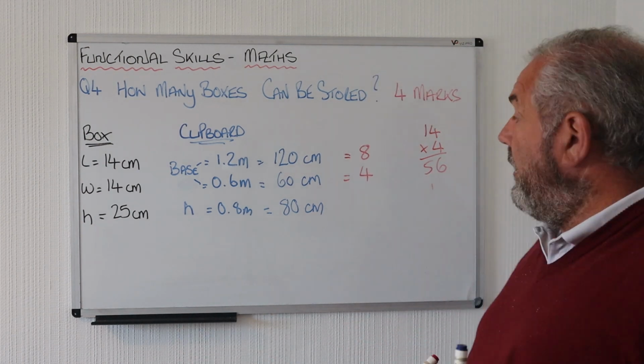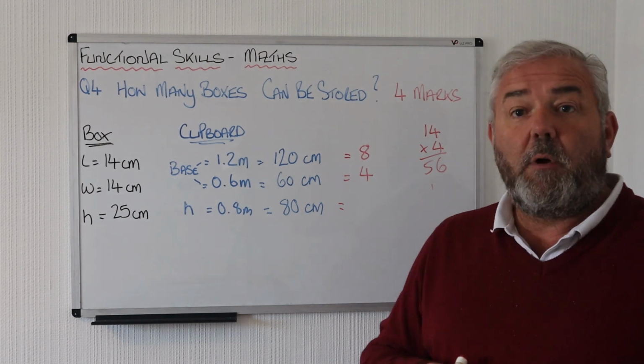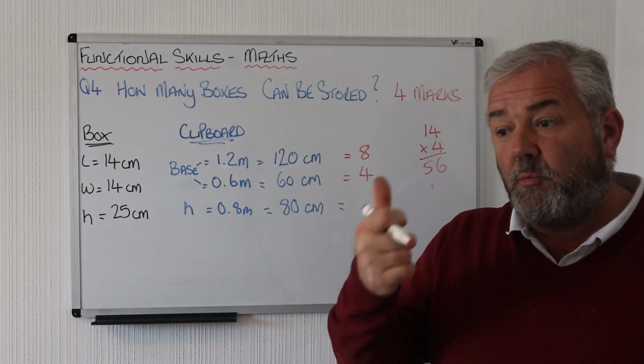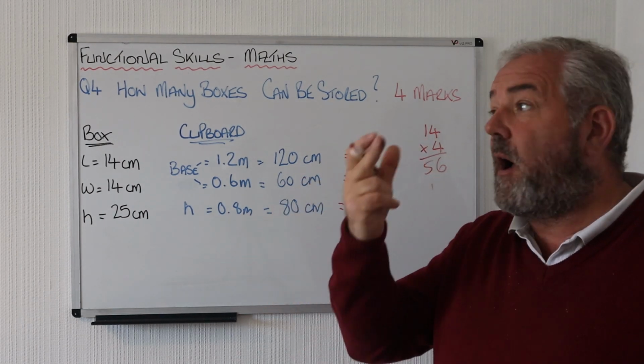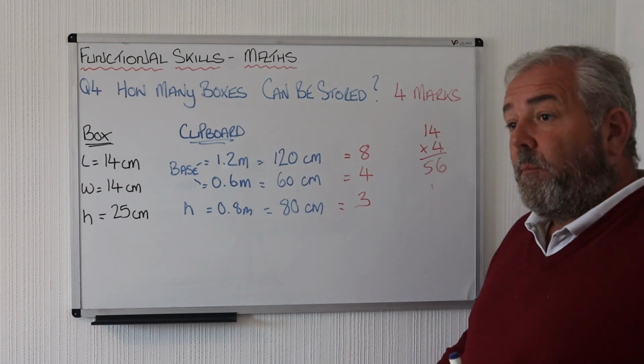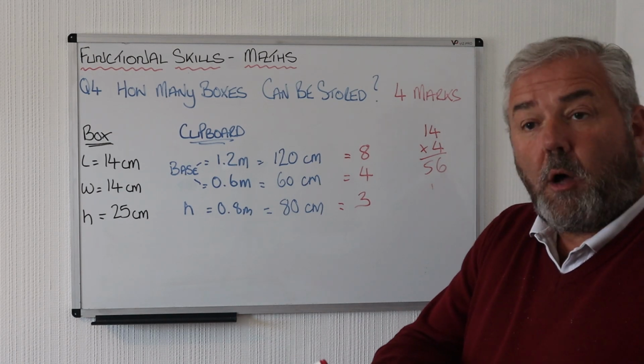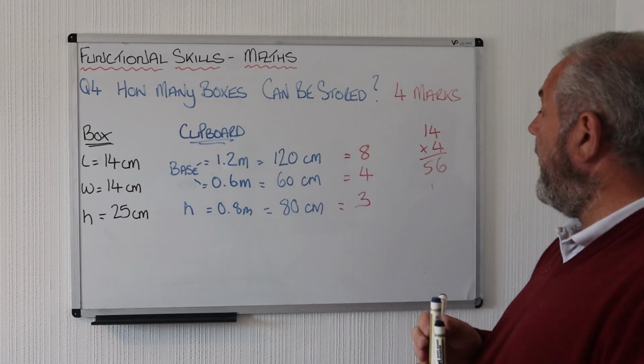How high can they go now? Same approach. Okay, so how many 25s into 80? Well, we should be able to work this out quite quickly. So 25, 50, 75 means there's 3 lots. So we've got 8 along the length, 4 along the width, and we can go 3 high.